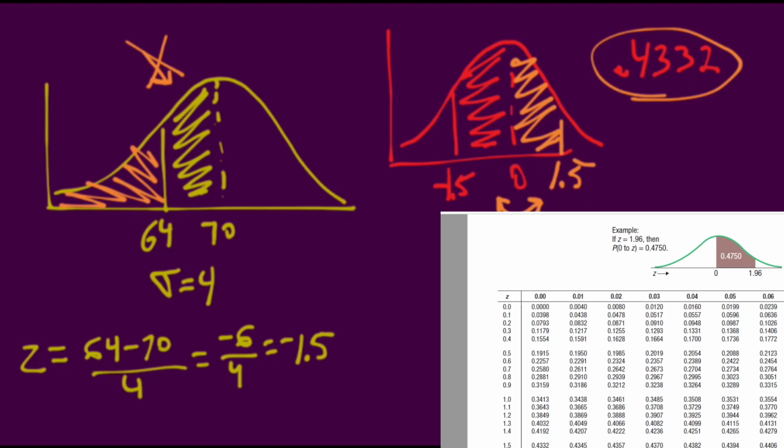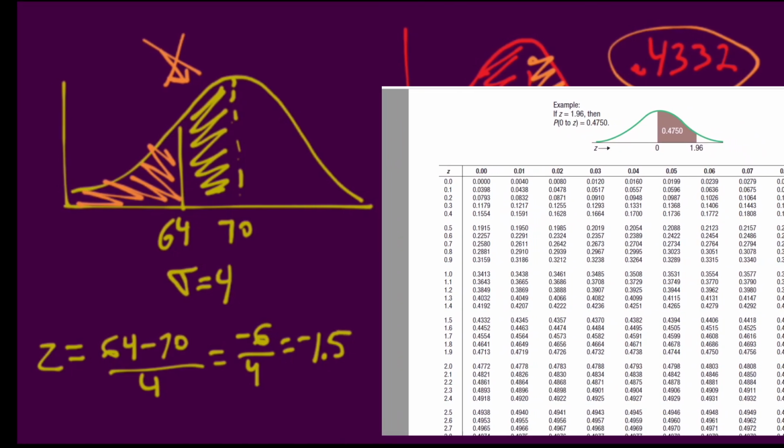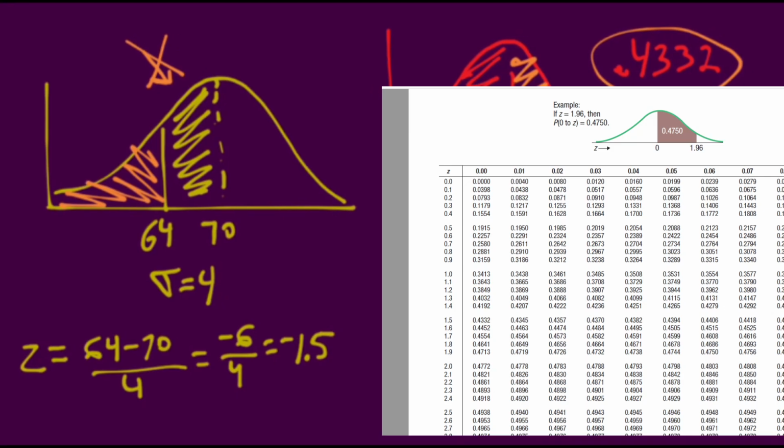What percentage of men are more extreme on the low end of the height distribution? 64 inches and below. Okay, so we can use the same z-table. We would look up negative 1.5 again and get our same answer. So this clearly isn't the only step we have to do, right? The same answer is 0.4332.